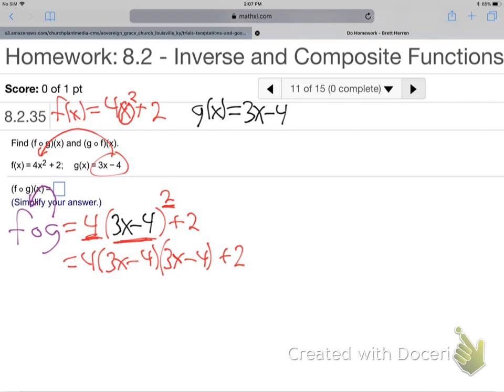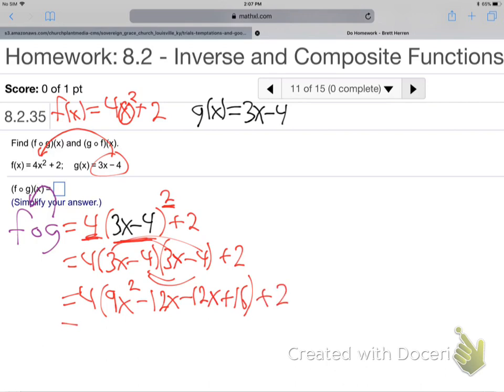Then the square, you know when there's a 2 power in parentheses, you got to write 2 of them. You got to FOIL. So just leave that 4 sitting in the front, and then FOIL. So we get 9x squared minus 12x minus 12x plus 16, the plus 2 still at the back. It's going to be a long one. And then gather like terms, minus 24x.